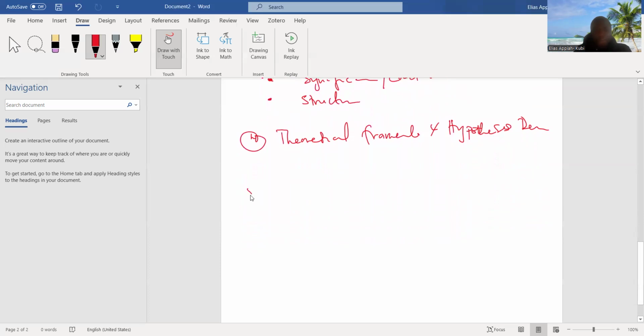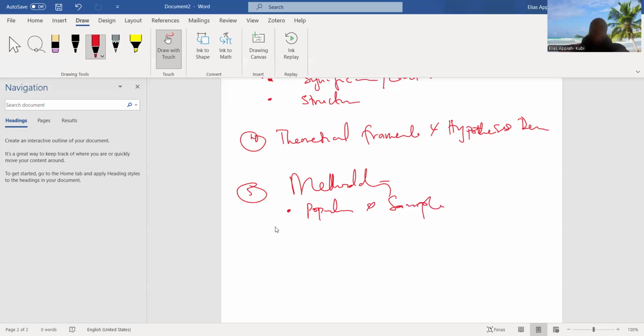After you have developed your hypothesis, the next section is your methodology. So how are you going to achieve the research objectives? So under the methodology, you need to tell us the population and your sample. Okay? So you have to tell us that, okay, I am studying this group, that's my population.